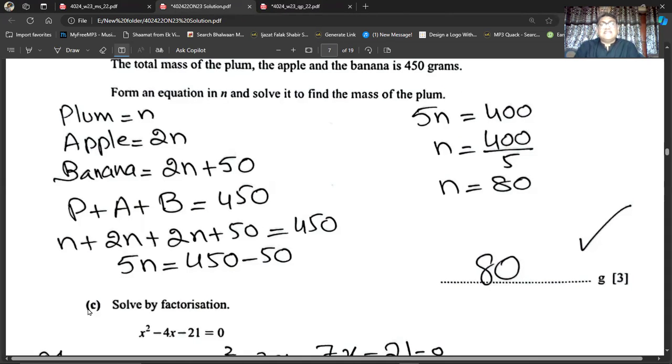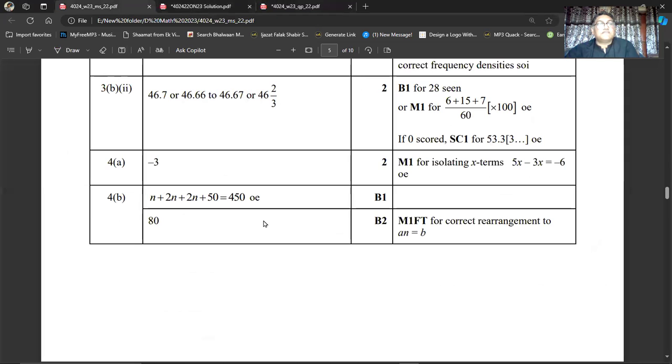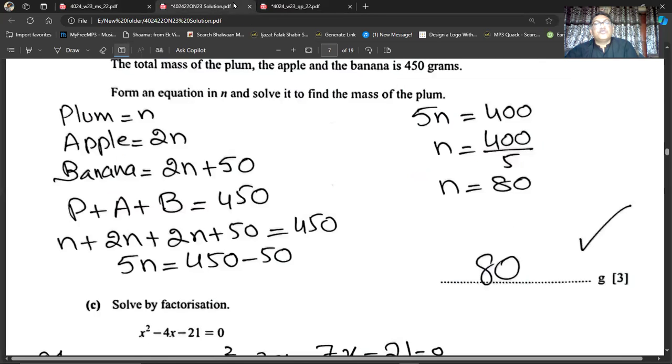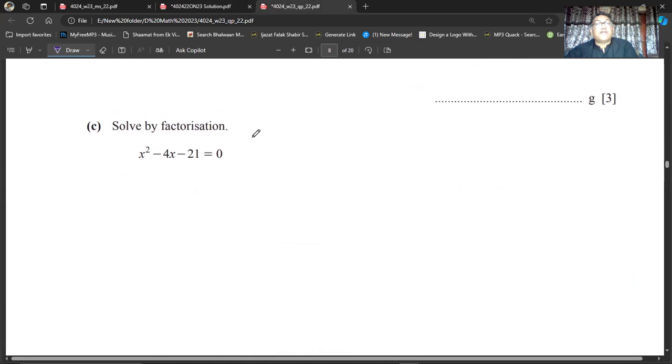So 5n is equals to 450 minus 50. So 5n will be equals to 400. So n will be equals to 400 divided by 5, and n will be equals to 80. So their question is, what is the mass of the plum? The mass of the plum was n. That n value is 80. So the answer is 80 gram. 80 is the right answer, you can see in the marking scheme. This is the solution, and a very simple, straightforward question.